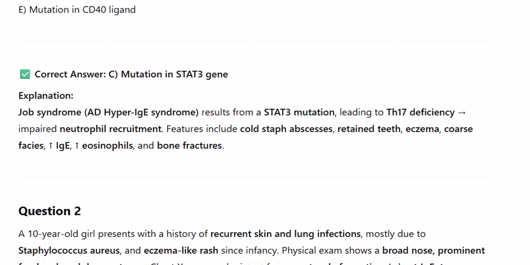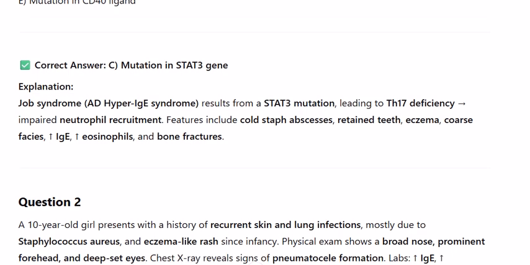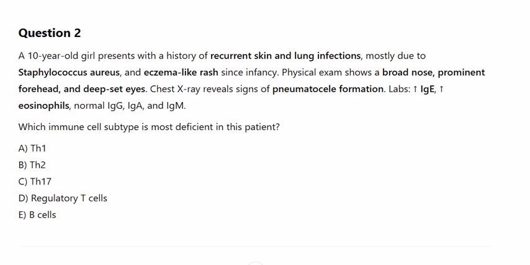Question 2. A 10-year-old girl presents with a history of recurrent skin and lung infections, mostly due to Staphylococcus aureus, and an eczema-like rash since infancy. Physical exam shows a broad nose, prominent forehead, and deep-set eyes. Chest X-ray reveals signs of pneumatocele formation. Labs: elevated IgE, eosinophilia, normal IgG, IgA, and IgM.